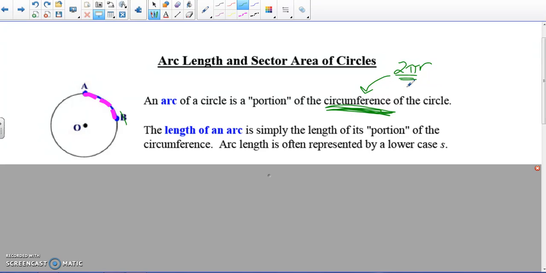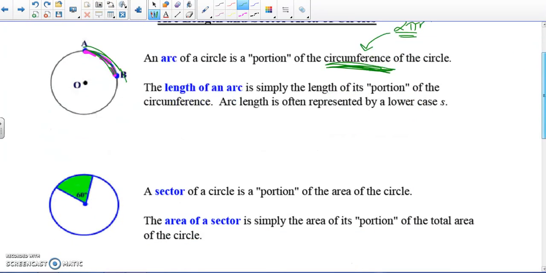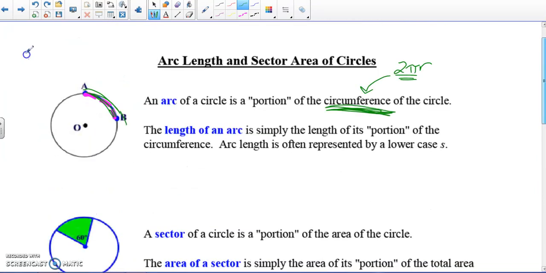All right, so the length of an arc is simply the length of its portion. This little chunk right here is just part of the whole circumference. So we're going to figure out what portion of the entire circumference these little arcs are. So how are we going to do this? We're going to set up a proportion. We'll come back to that part.